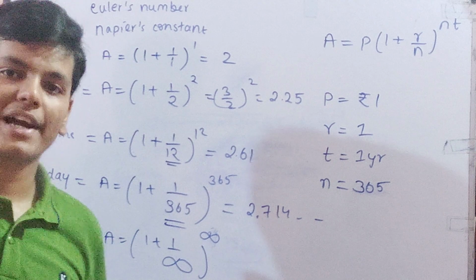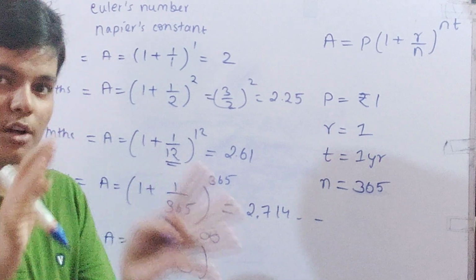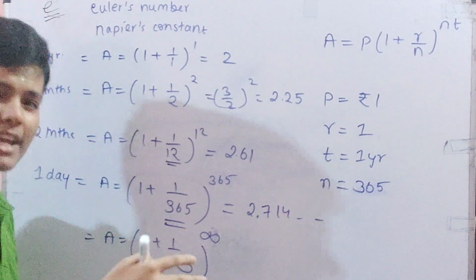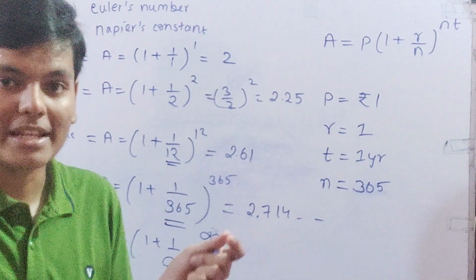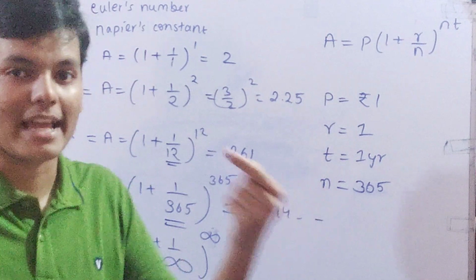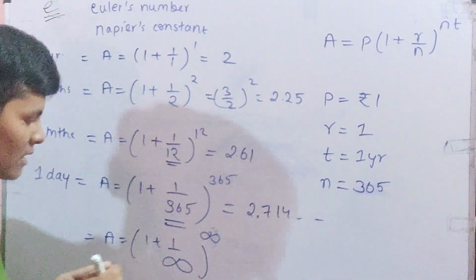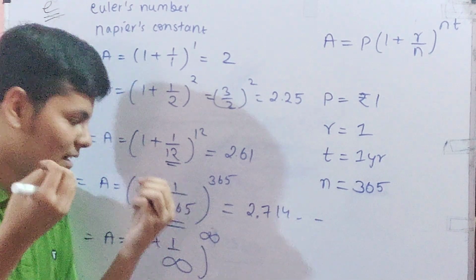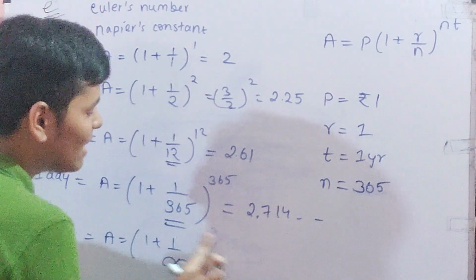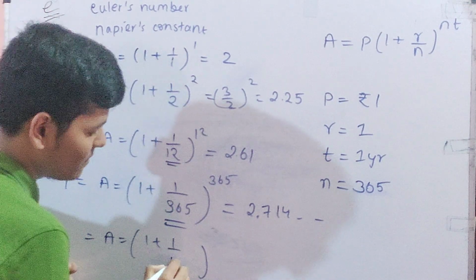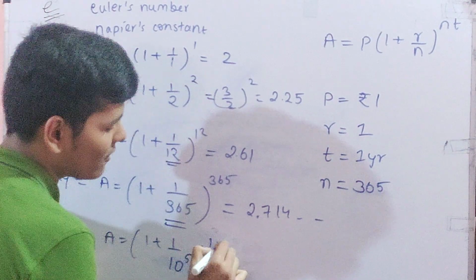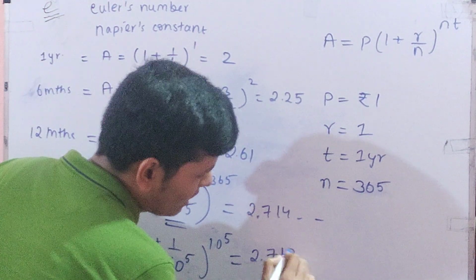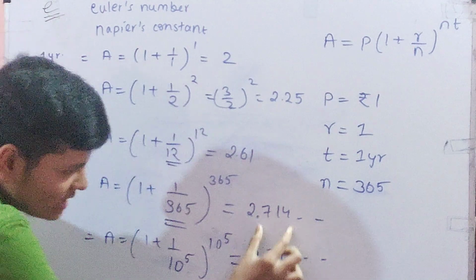Euler wanted to find out, as a thought experiment, that if I give 1 rupee to a bank and compound it into an infinitely large number of periods, then what is the maximum amount that I can get in 1 year? Infinity is not an actual number, because in mathematics infinity is nothing but an imaginary concept. Let us take a very large number, suppose 10 to the power 5. Then this answer comes to 2.718 or so.